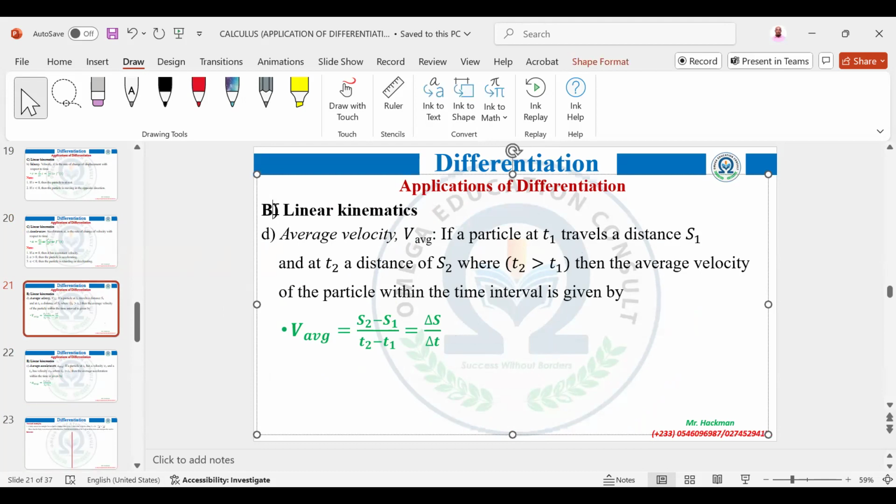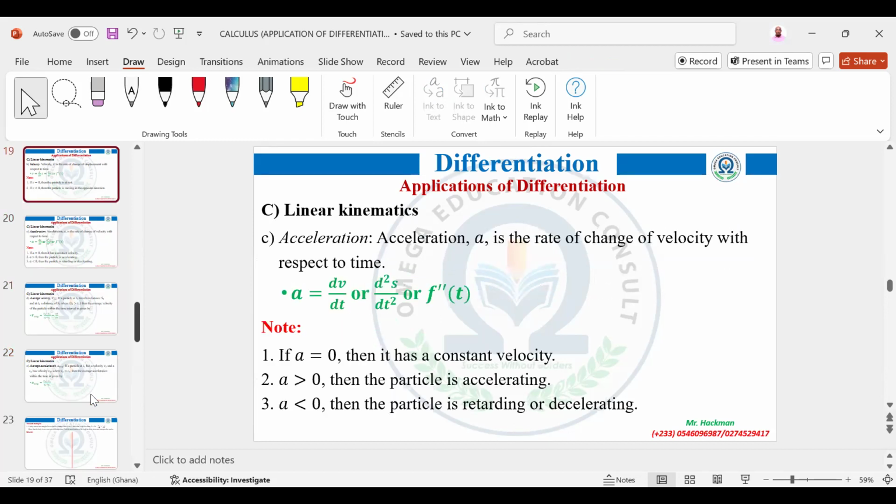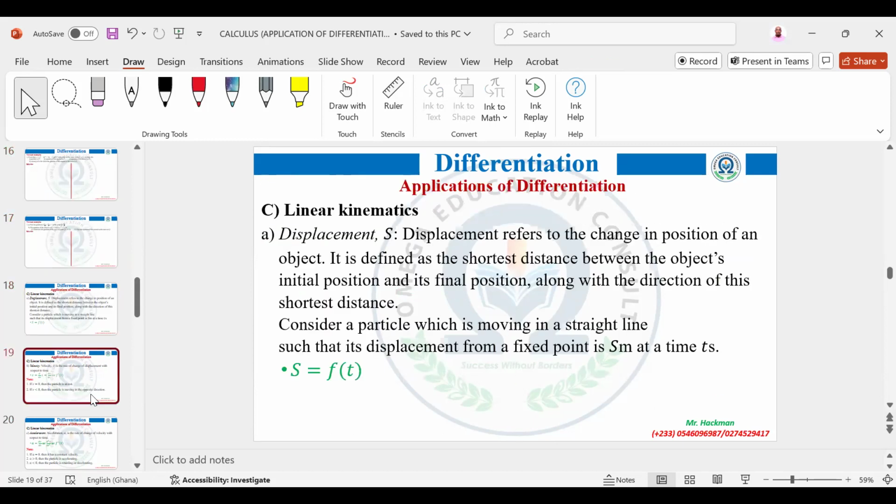I think that is it here. So this will probably be the last one. This is average velocity. No, acceleration is supposed to be the last one. Average acceleration. Okay, so I think we are good to go. Thanks for your patience. Okay, start from here.